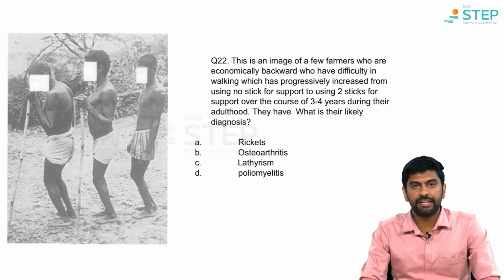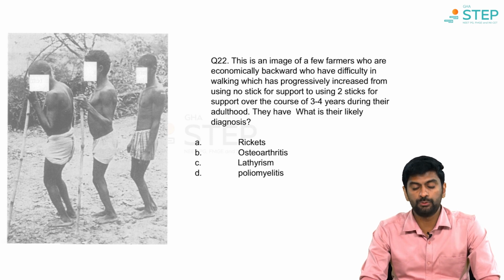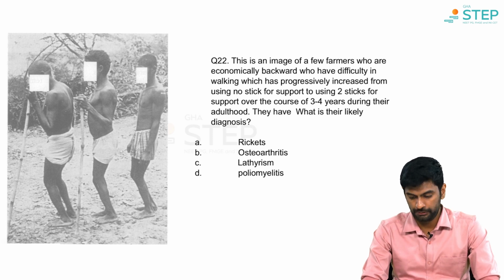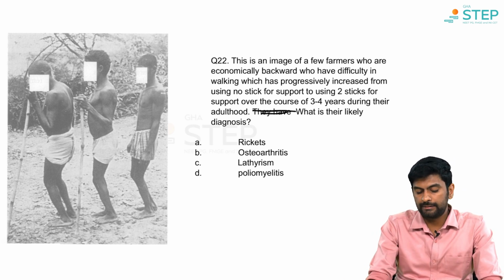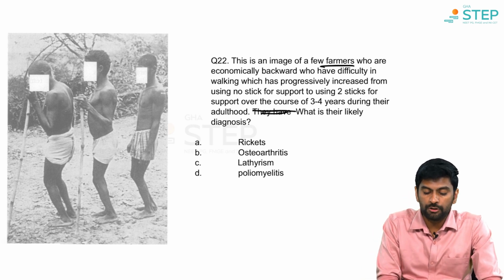Next, we have question 22. This is an image of a few farmers who are economically backward, who have difficulty in walking, which has progressively increased from using no stick for support to using 2 sticks for support over the course of 3 to 4 years during their adulthood. What is their likely diagnosis? We can see that these are adults who are farmers, who are economically backward.